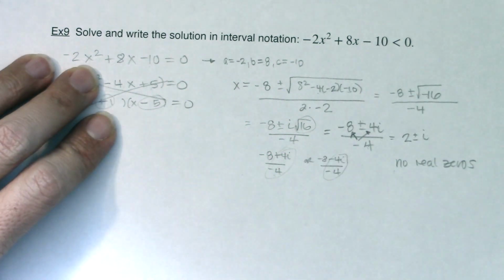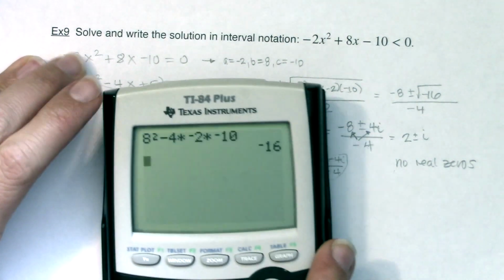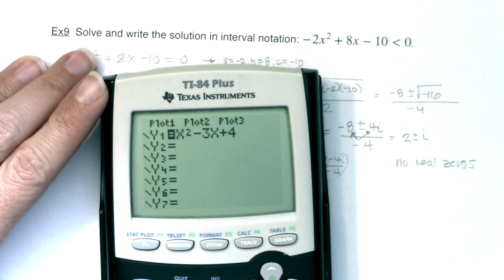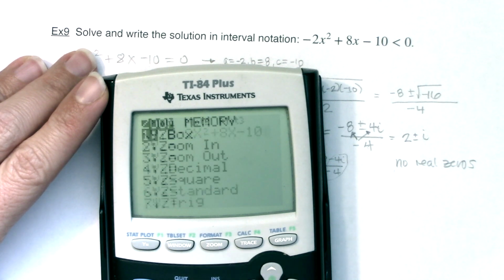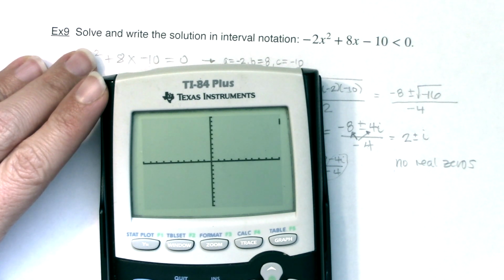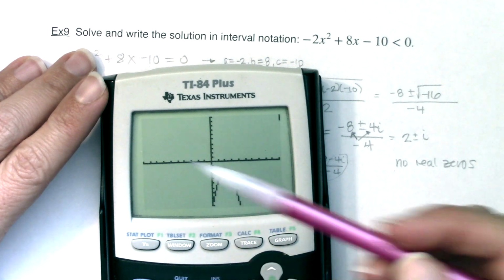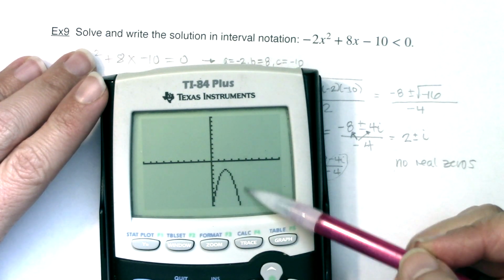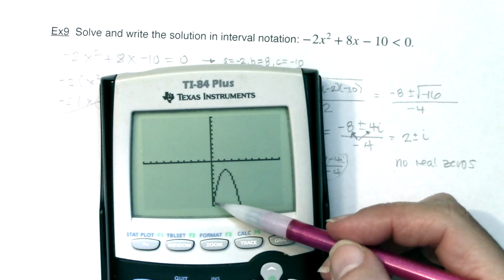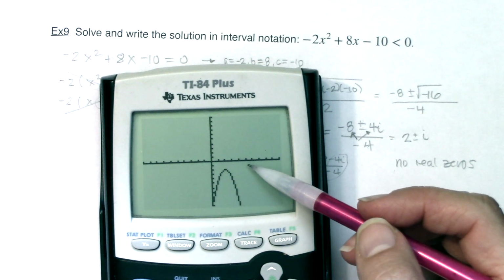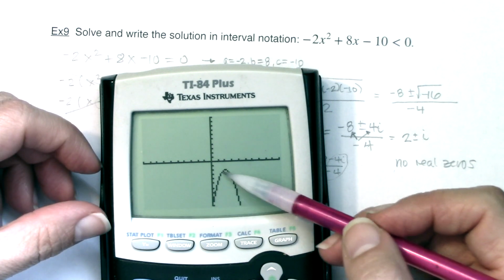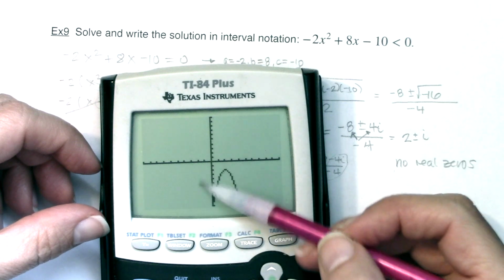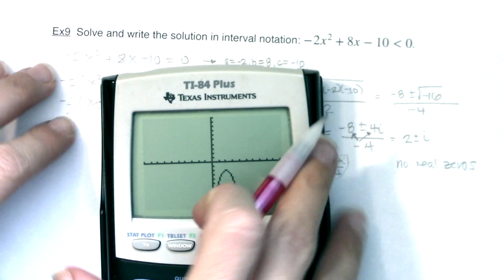This particular parabola, if I were to graph it, never crosses the x-axis. Let's just check it out. It's fine that it doesn't; it's a matter of just recognizing that it doesn't. So if I graph -2x squared plus 8x minus 10 and hit zoom 6, I'm expecting to see something that never crosses the x-axis, and I don't see anything crossing the x-axis. You can see this is always below. It never crossed, which is fine.